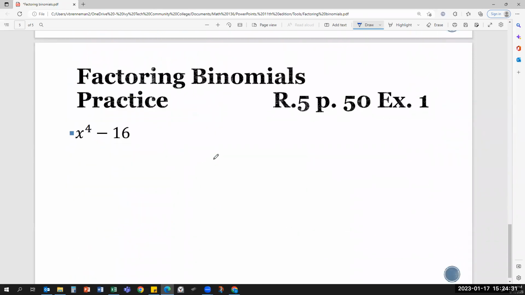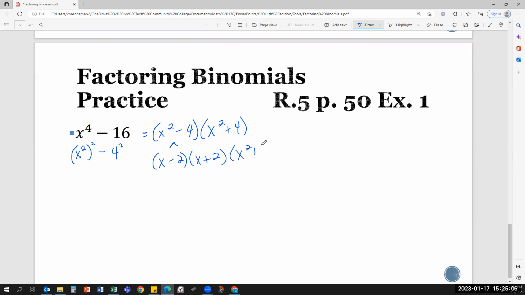So one more example then, x to the 4th minus 16. We don't have a special rule for difference of 4th powers, if you think of it as x to the 4th minus 2 to the 4th. But we can think of this as the square of x squared minus the square of 4, then this is going to be x squared minus 4 times x squared plus 4. The x squared plus 4 doesn't factor anymore, but the x squared minus 4 is x minus 2 times x plus 2 times x squared plus 4.